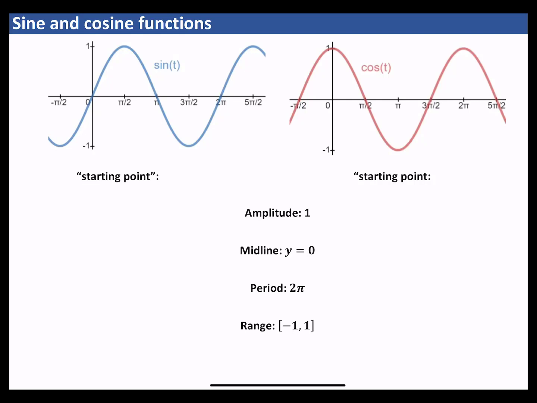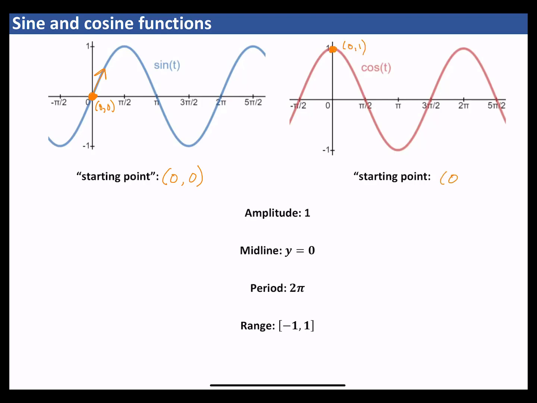When considering horizontal shifts, we want to focus on the starting point for each of these graphs. When traversing around the unit circle, the sine of t starts at (0, 0) and is increasing. That is, the sine of t starts at its midline and is increasing, while the cosine of t starts at its maximum of (0, 1).